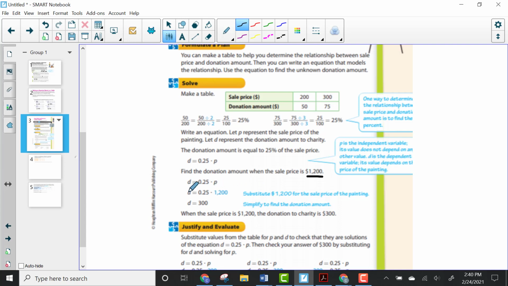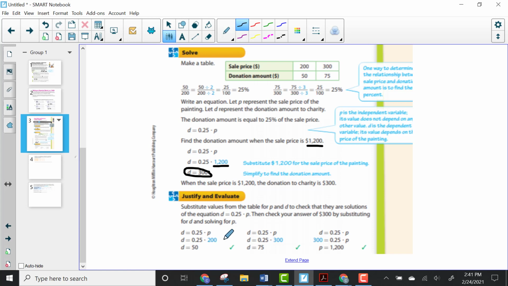So that helps us understand how we can find the donation amount of $1,200. What we do is we multiply, the formula could be D equals 25 hundredths times the price. So we take D equals 25 hundredths times the amount if it was 1,200, and we can see the donation amount is $300 there. All right, now, understanding this, we kind of did this already, but just justifying and evaluating. We can substitute the values like we already did. 25 hundredths times 200 gave us that 50. 25 hundredths times 300 gave us 75. And then 25 hundredths times 1,200 gave us that $300 that would be donated when the price is $1,200.